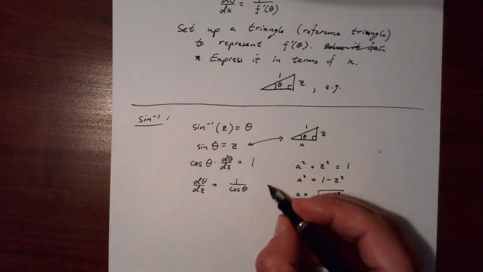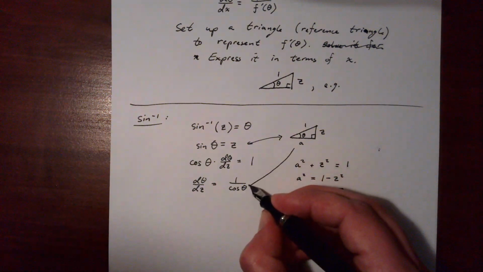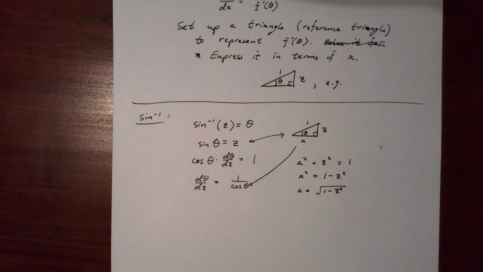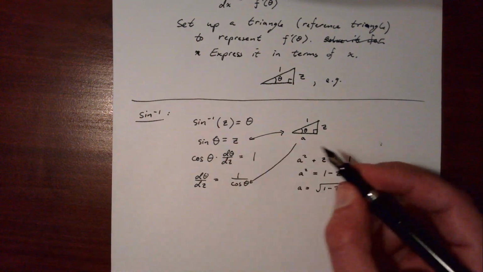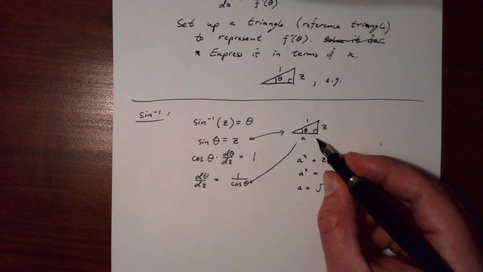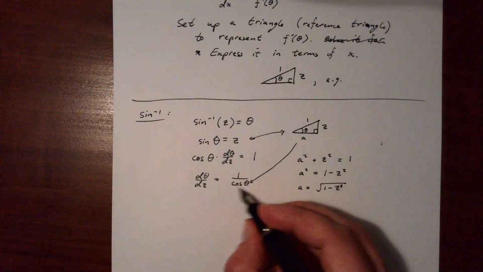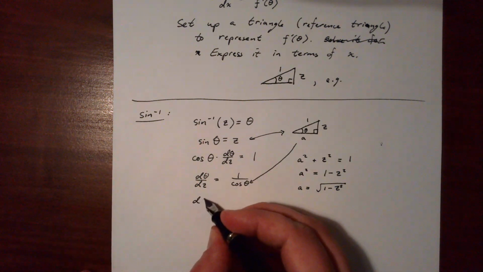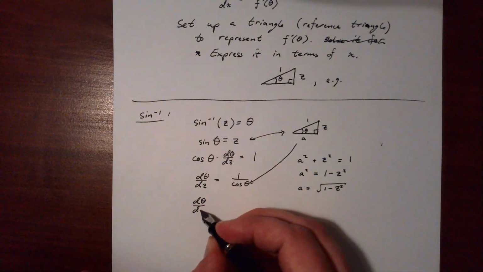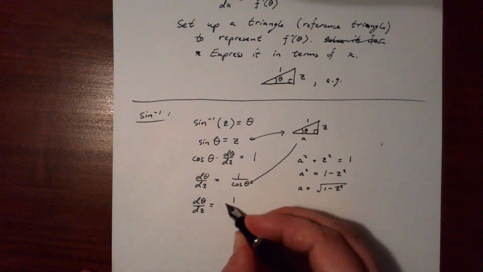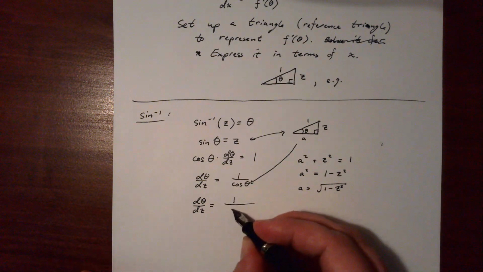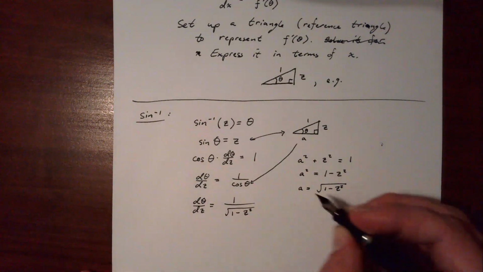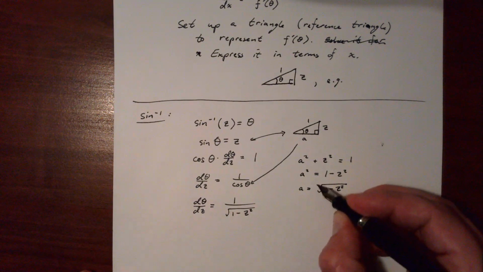And then that means that a equals the square root of 1 minus z squared. So this is what's going to go down here. So specifically, we have a triangle that represents the original sine relationship, and then we solve for the side that we need in order to actually put this in terms of something more useful. So what that gives us is then d theta dz is equal to 1 over, as we just found, the square root of 1 minus z squared. You may be thinking, oh, but what about the plus minus situation?